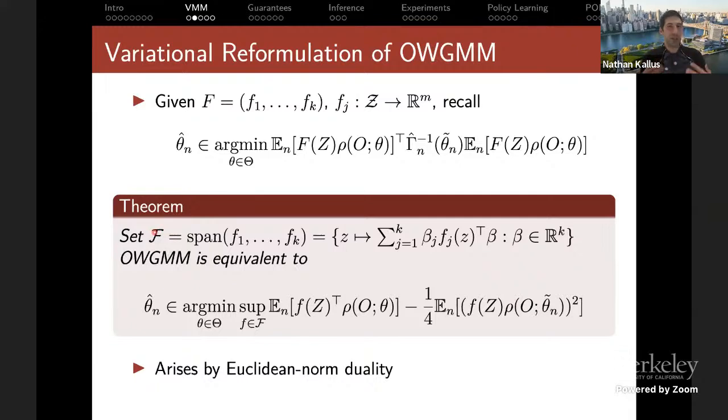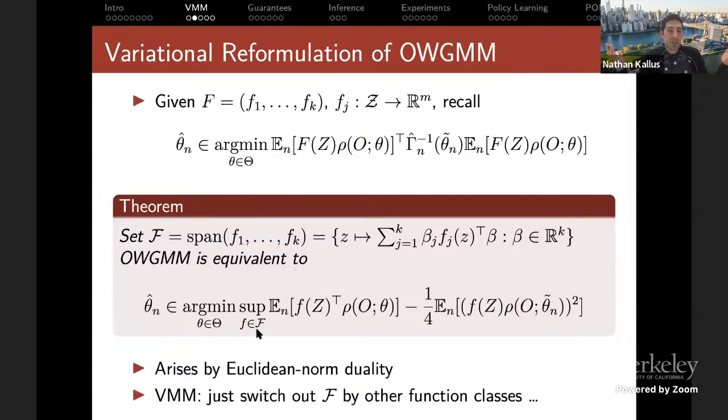Now this is calling to mind the minimax approaches from before, but this is not any different from optimally weighted GMM. This is optimally weighted GMM. So we're looking at the supremum over all test functions f in this span of the empirical moment that this test function gives us, minus some regularization that accounts for the variance of this. And this will actually be one-to-one equal to the above, just by Euclidean norm duality. But now this is very, very suggestive. Now that we have a sup over F, we can say, let's just switch out F by other function classes and just hope that we've inherited the nice properties of optimally weighted GMM. That's going to be the plan of attack.